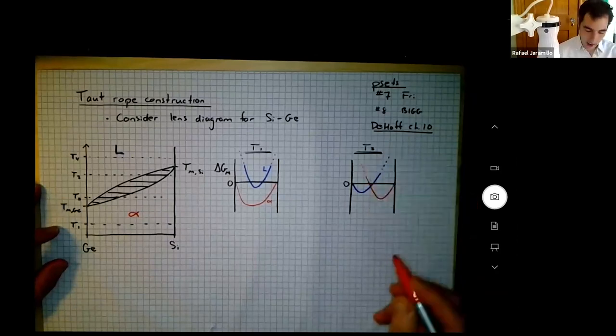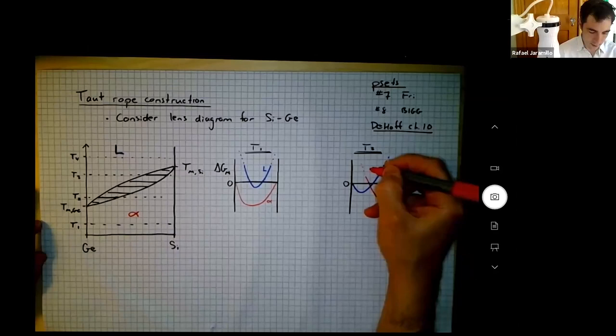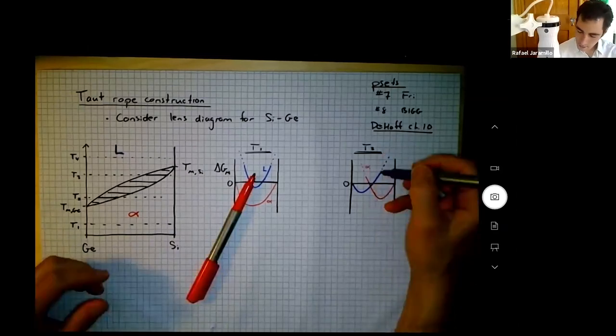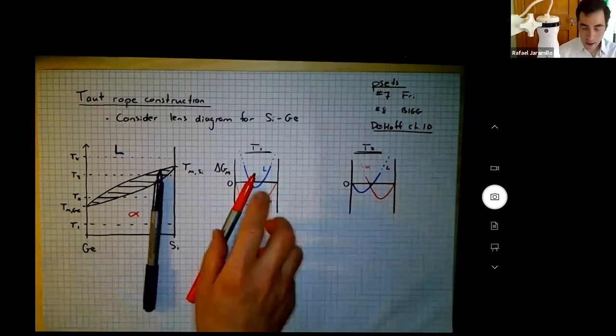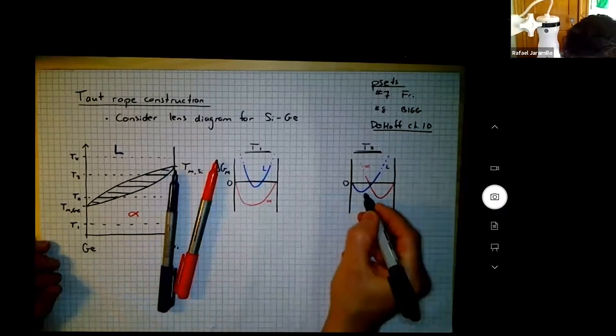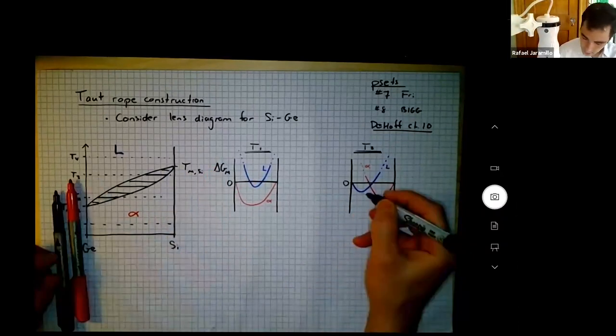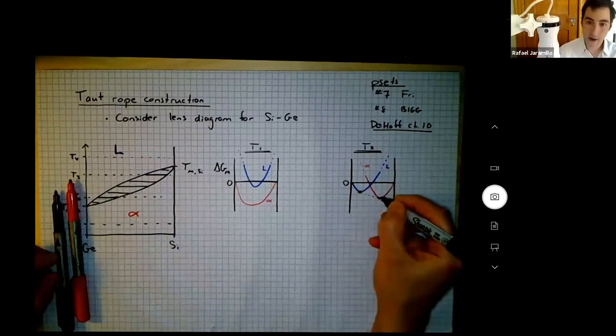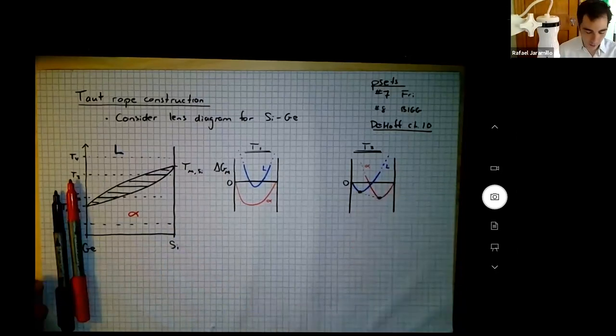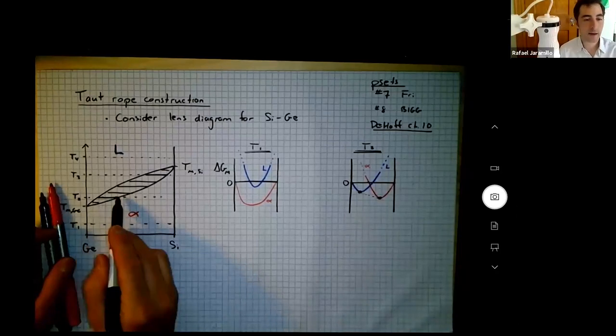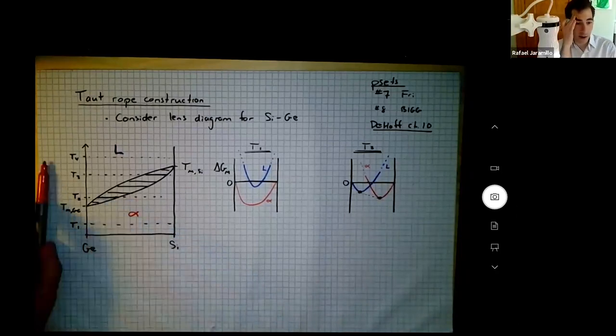So I have alpha phase, I have liquid phase, and I have now a common tangent. I have a common tangent, which is what we expect because we have here a tie line connecting two compositions. Now, I'm going to draw here for T3.